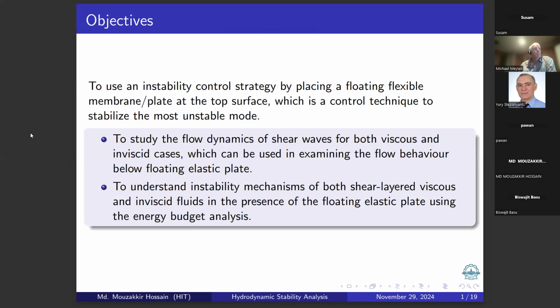Basically the idea is to use the instability control strategy by placing a floating flexible plate or membrane at the top surface, which is a control technique to stabilize the most unstable surface wave modes. The idea is to study the flow dynamics of shear waves in both viscous and inviscid cases, which can be used in examining the flow behavior or instability dynamics below a floating elastic plate. Also to understand the instability mechanisms of both shear layered viscous and inviscid fluids in the presence of a floating elastic plate using the energy budget analysis.